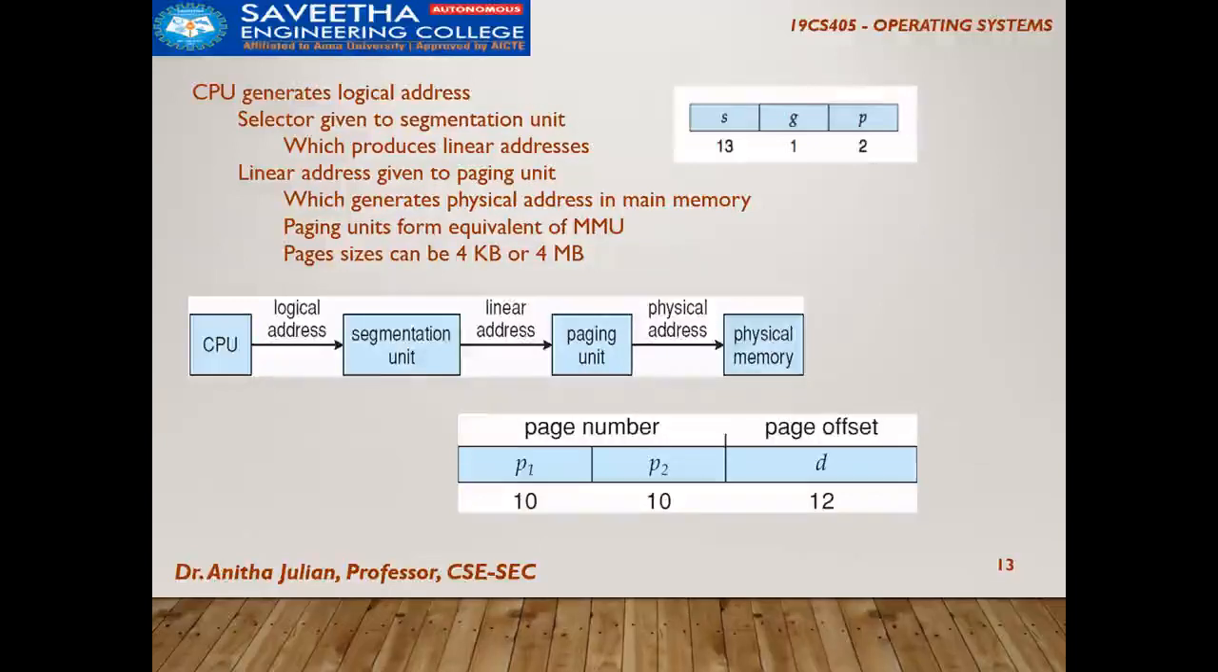And as you can see in the diagram, the CPU is generating the logical address, which is going to be sent to the segmentation unit. See, this is the technique where you are combining. So if I don't want this paging unit, then I will stop here. I will stop with the segmentation unit. So the logical address goes to the segmentation unit, which is generating a linear address, and that can be given to the paging unit, and that can be mapped with the physical memory.